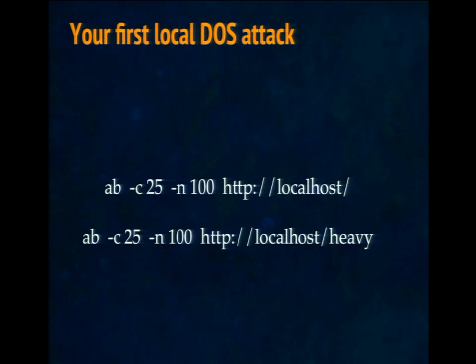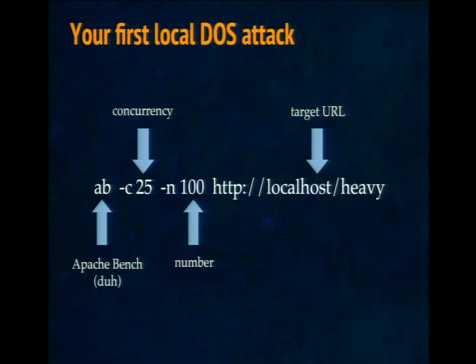I'm not looking for an improvement on the scale of 2%. I'm looking for an improvement on the scale of 200%. So a blunt object is perfectly fine. I'd like you guys to try running this command: ab -c 25 -n 100 http://localhost. Don't do it against heavy yet, actually. I should change that on the slide.